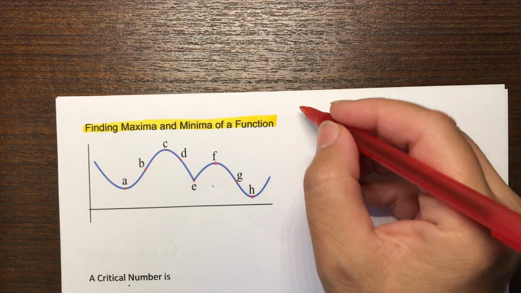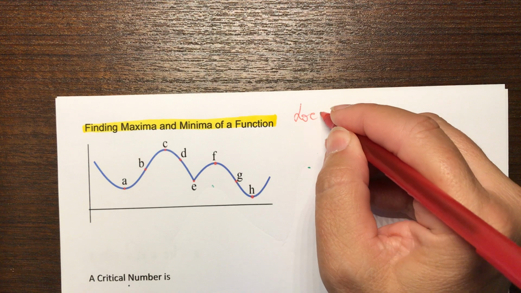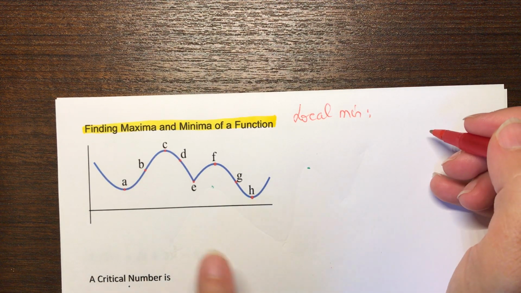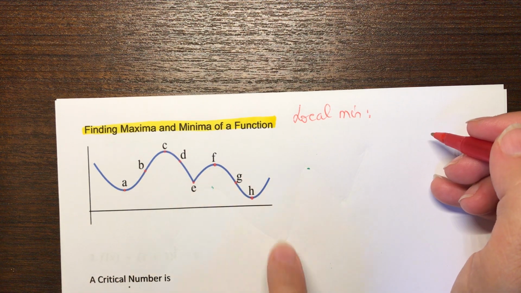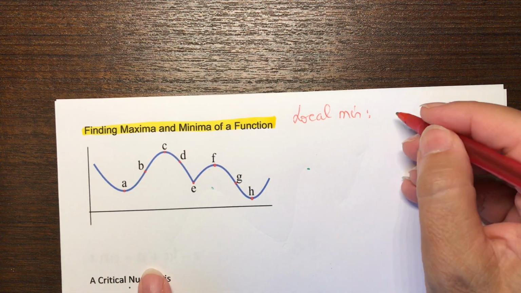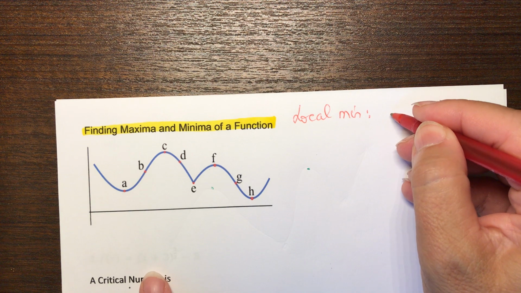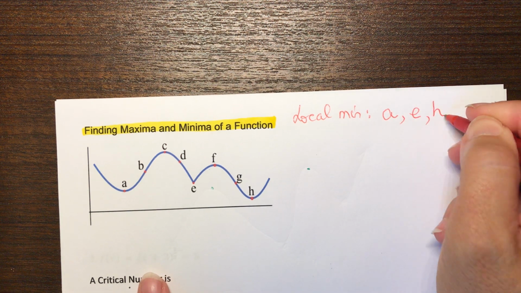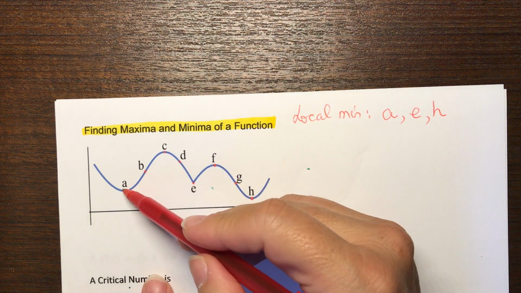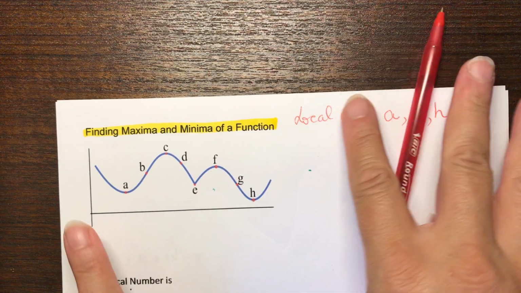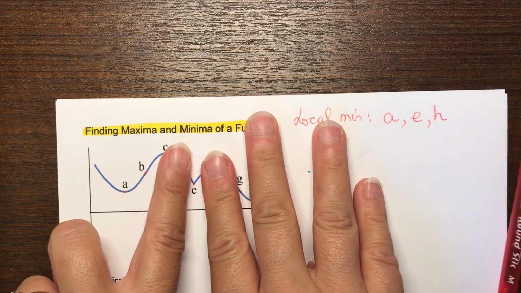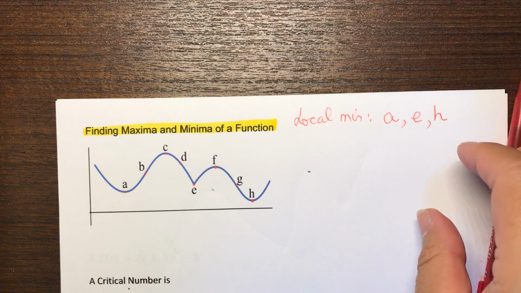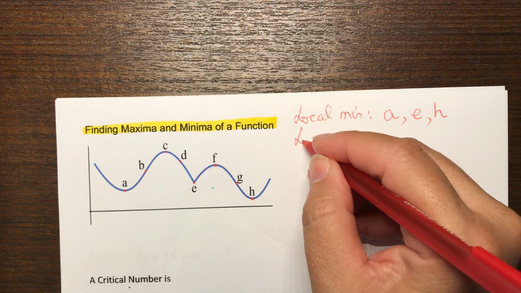Let's see if we can list them. Which ones are local mins? At which of these points do we have a local minimum value? Okay, if you wrote down and guessed A, E, and H, you would be correct. Yes, A is a turning point, E is a turning point, and H is a turning point. That's the lowest. Which ones are local maximums?